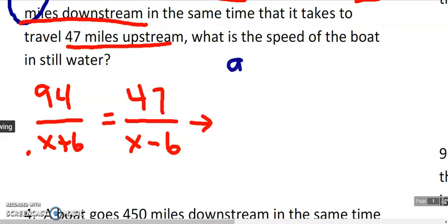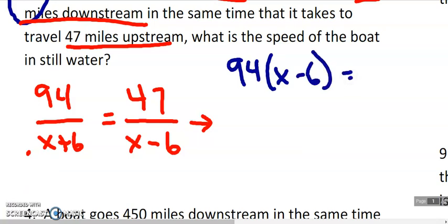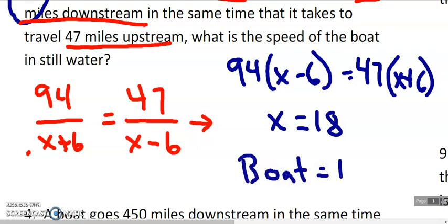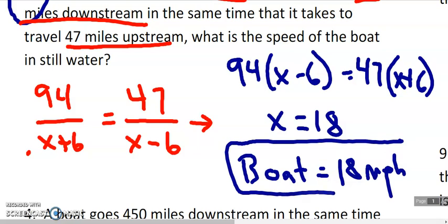So we should see 94 times x minus 6 and 47 times x plus 6. So you're going to distribute, combine your like terms. At the end of the day, you should get x equals 18. Since it asked me for the speed of my boat, I've answered the question that was asked.